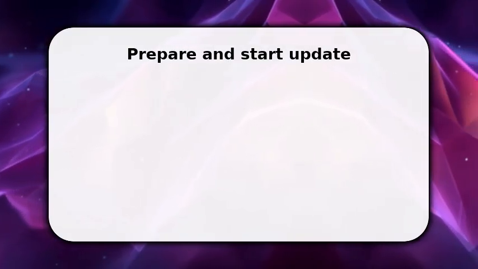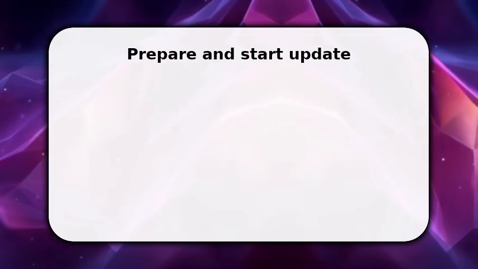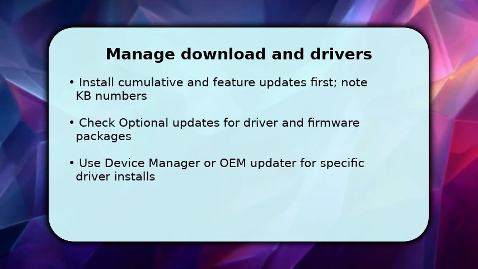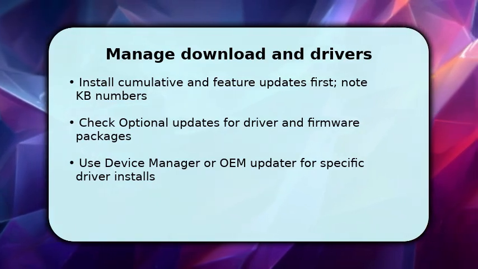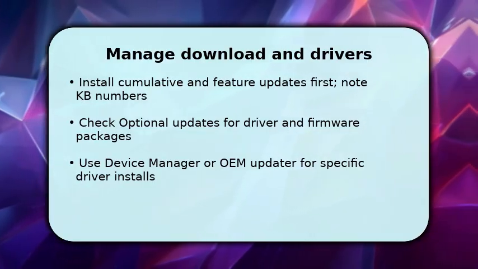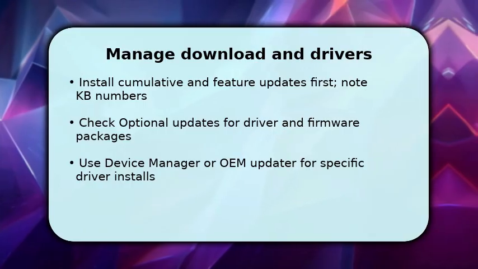Then open Settings, go to Update and Security, and click Check for updates to start downloading immediately. You'll now manage the middle of the process, downloads and drivers. Let Windows fetch cumulative and any feature updates. Watch the KB numbers so you can track progress.